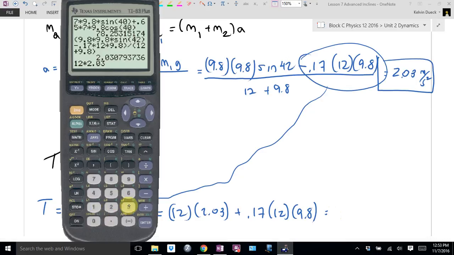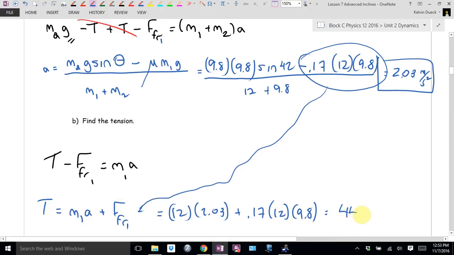I think it's drop it right down like a domino is what I usually say, isn't it? 12 times answer button plus 0.17 times 12 times 9.8. You get 44.4. And this is tension, so what will the units be here? Newtons, because it's a force.